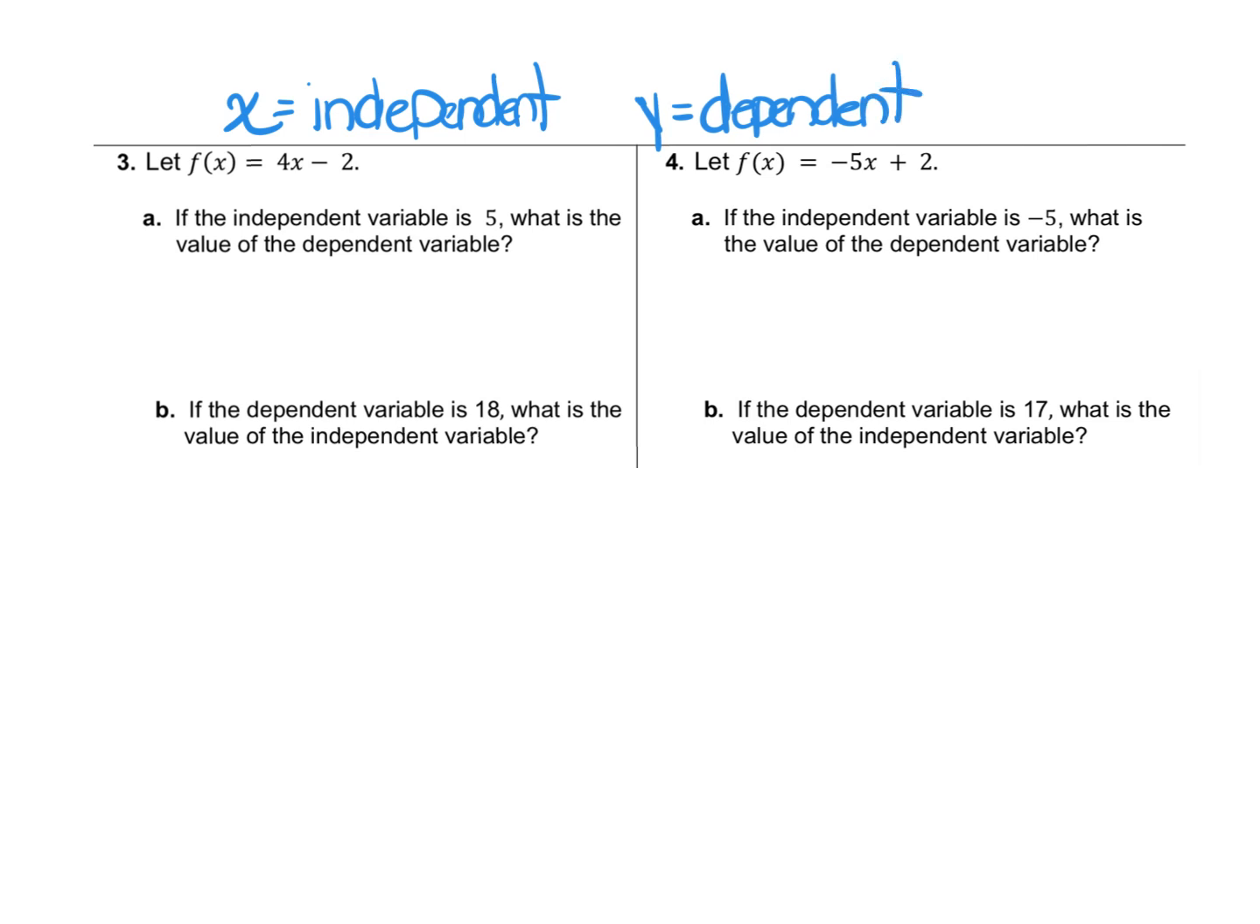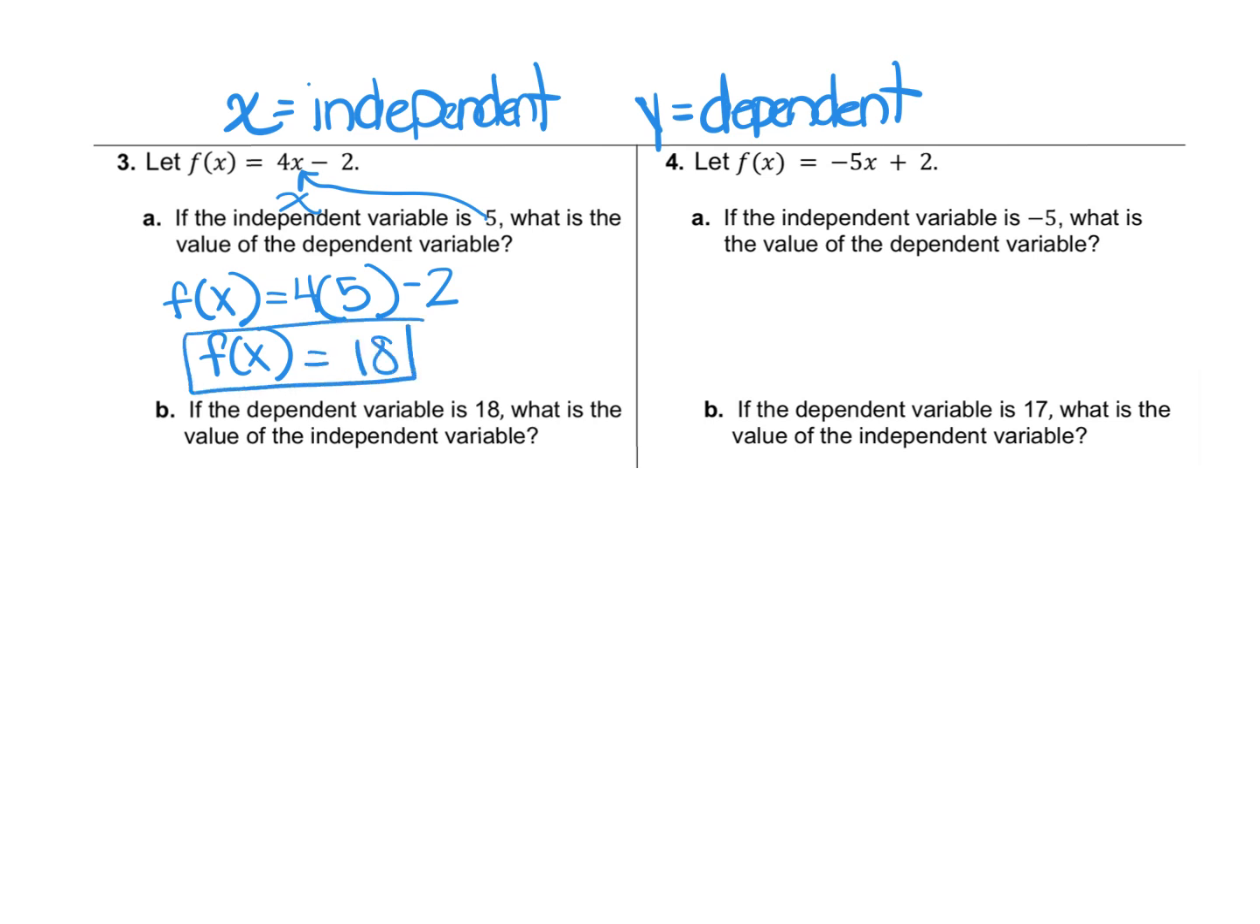So it says if the independent variable is 5, so it's basically saying when x is 5, what is the dependent variable? So we're just going to plug in for x, and then we'll simplify. So I have f of x is equal to 4 times 5 minus 2. So this one we just have to simplify. So f of x is going to be equal to 4 times 5 is 20, and then 20 minus 2 is equal to 18. So when the independent variable is 5, the dependent, or the f of x, is equal to 18.